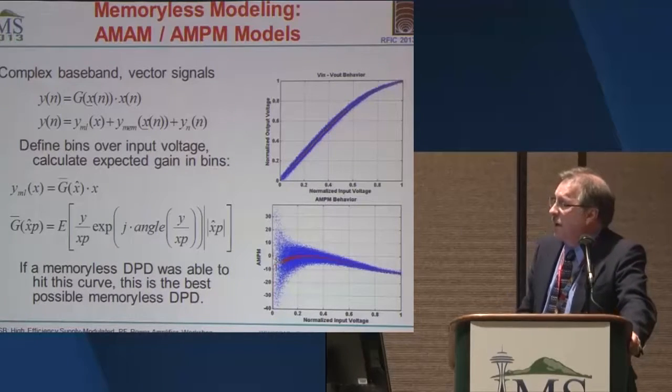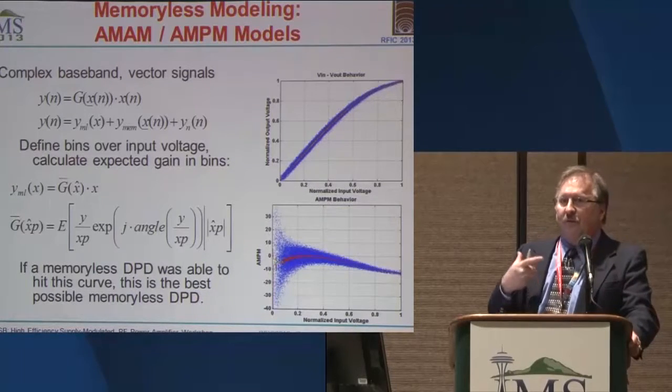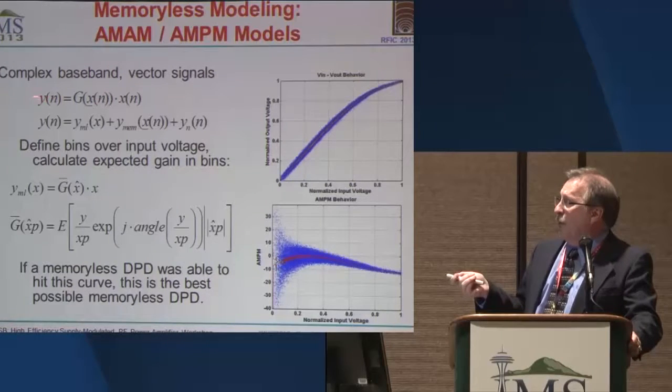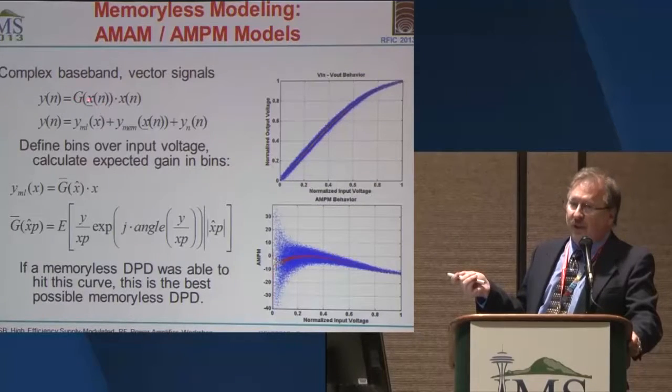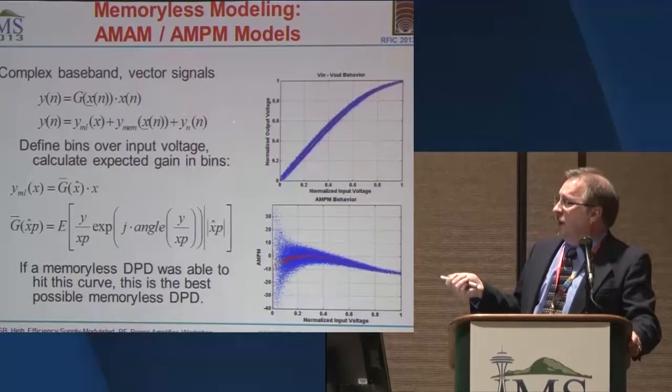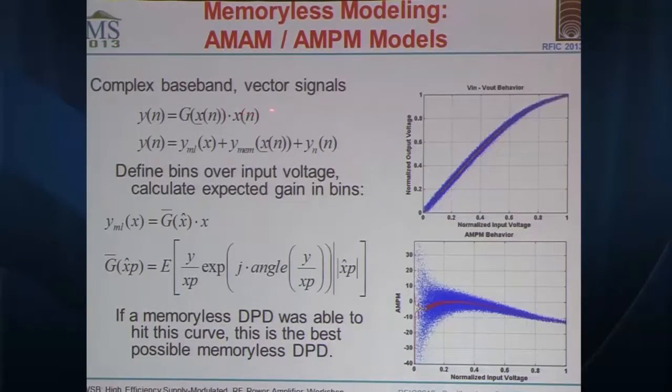So if I look at memoryless predistortion for a class AB PA, we can talk about the output vector Y as having a gain which has some memory associated with it, which is why I have the underbar that includes the recent past of the input signal, times the input signal itself. So this is a form of describing the gain of the PA with some memory.